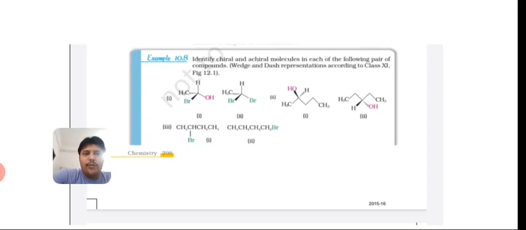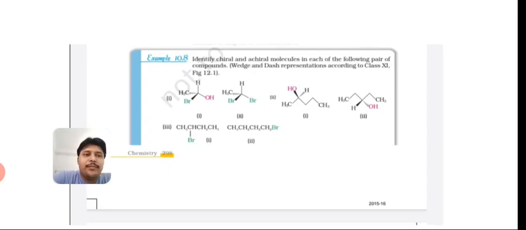So from the first pair, if you see the first compound, with the central carbon, one side OH, other side H, third side CH3, fourth side Br. That means all these four constituents are different. So the first compound is chiral, and in the second one, 2 Br is there. So no other confusion, directly we can say yes, the second one is achiral.